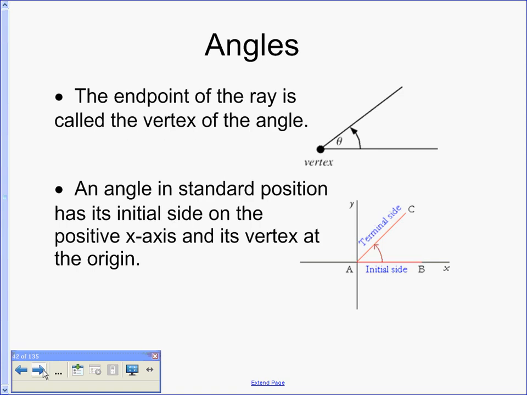The end point of the ray is called the vertex of the angle. And an angle in standard position is going to have its initial side on the positive x-axis. So you see here how this initial side is on the positive x-axis. That means that this angle is in standard form, as opposed to an angle that might start here, that being the initial, and this being the terminal. So this green angle would not be in standard position.